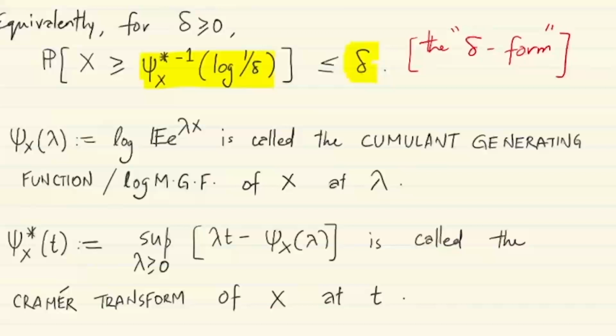The second remark here is that cx of lambda, which we defined in our derivation of the Chernoff bound to be the log of expected value of e raised to lambda x, is often called the cumulant generating function. Okay, it's of course obviously the log moment generating function of x evaluated at lambda.